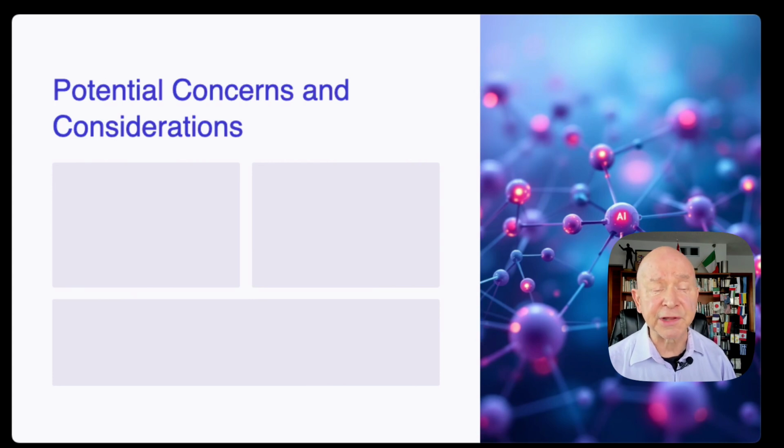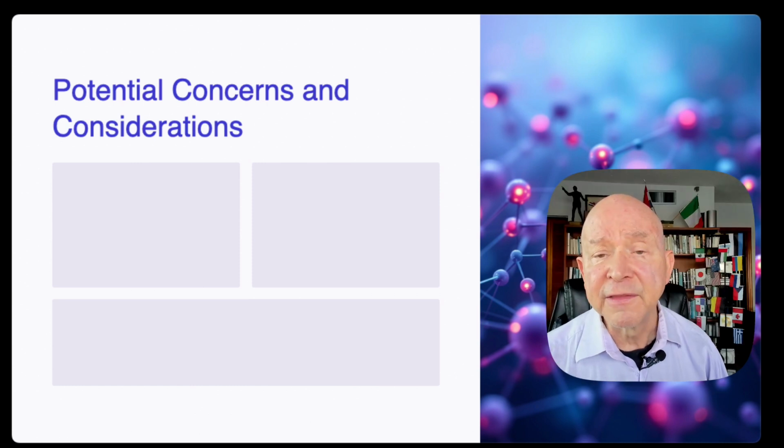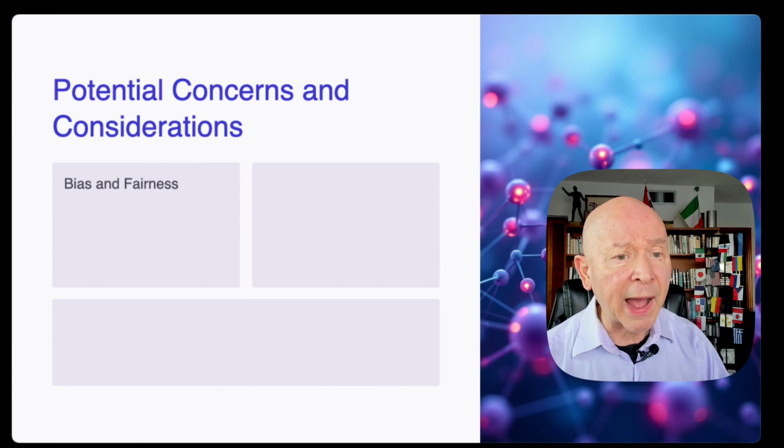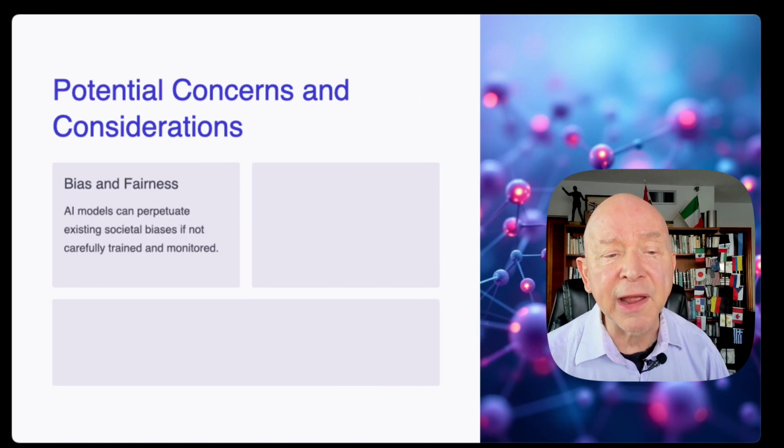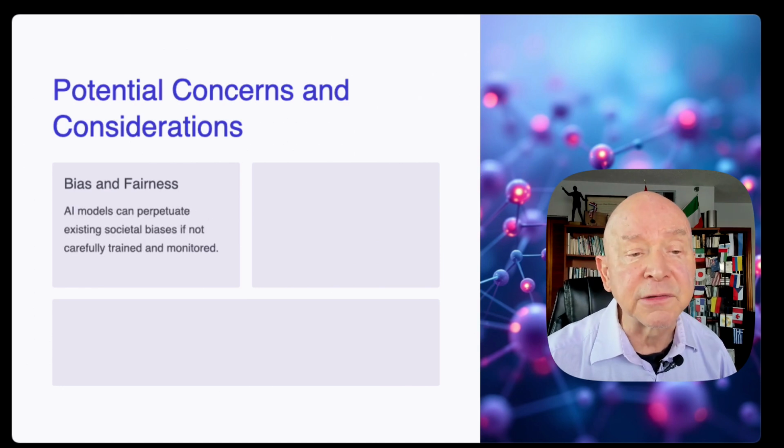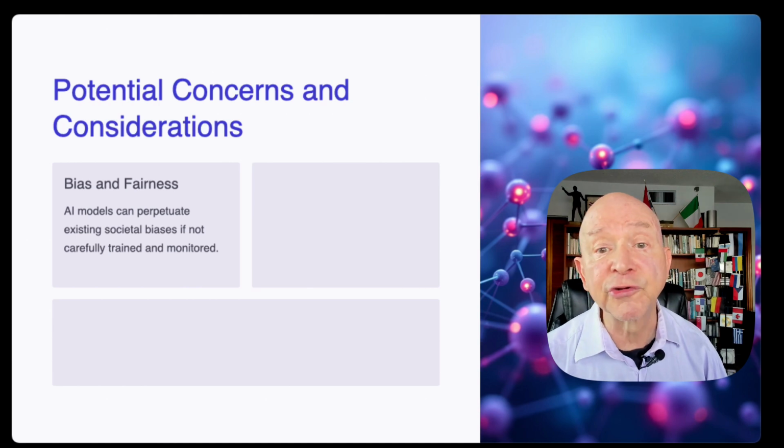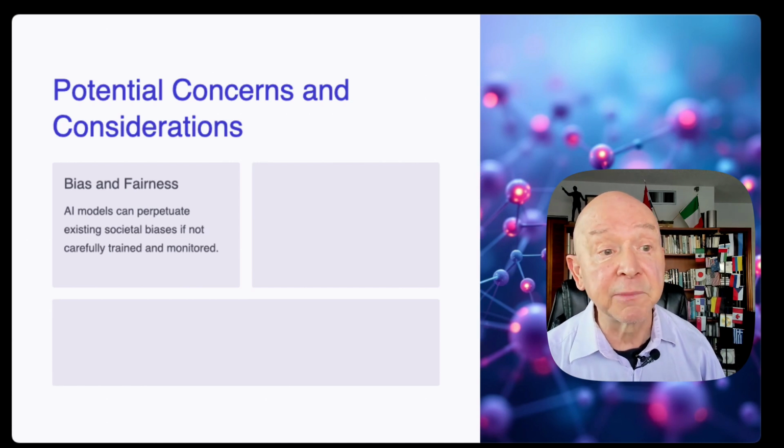Now, here's the real interesting thing. Potential concerns and considerations. Because when you look at this, there's a lot out there that we're concerned about, because it's different here. The bias and the fairness is there, because right now all the AI models can perpetuate existing societal biases if not carefully trained and monitored. You want to make sure that you're doing that in a profound way, that it's there helping you out on that and letting you see the kind of things that can be done.